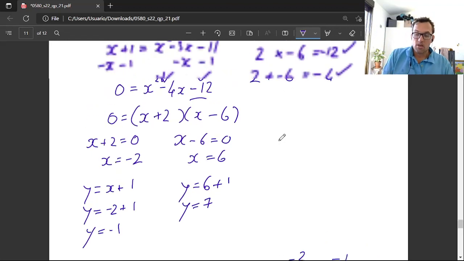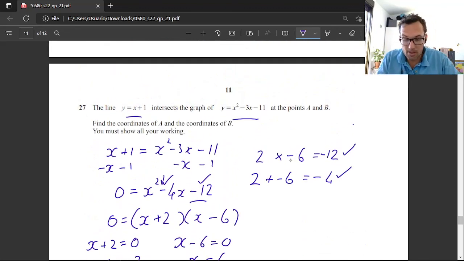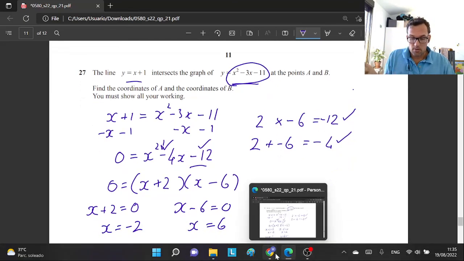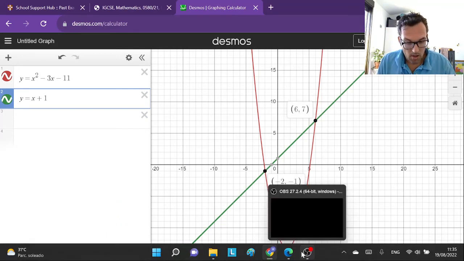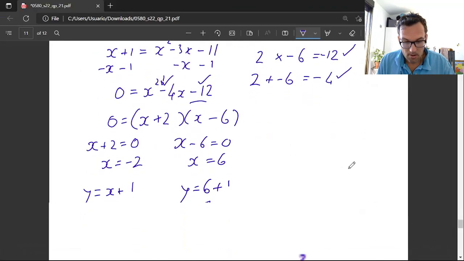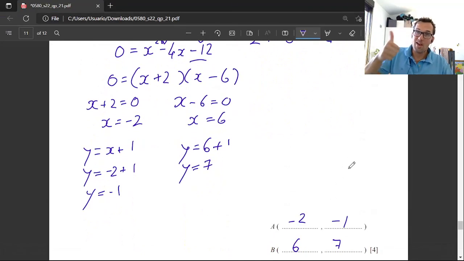Okay, if you've got time, substitute them into that second equation as well. See if you get the same answer. You should. Or if you've got decimals graphing, which you shouldn't. There's the answer. 6, 7, minus 2, minus 1. And you've done it. Excellent.